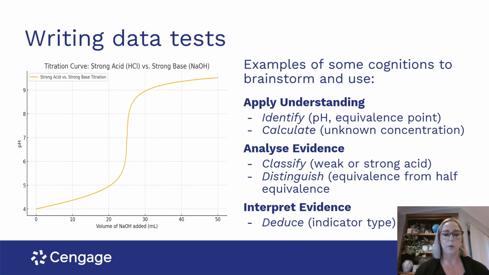So once I've figured out these cognitions, I would then just brainstorm them underneath where I've got my graph and write a bunch of questions that I could possibly use. So then when I'm writing my test, I could choose the questions that are most appropriate.